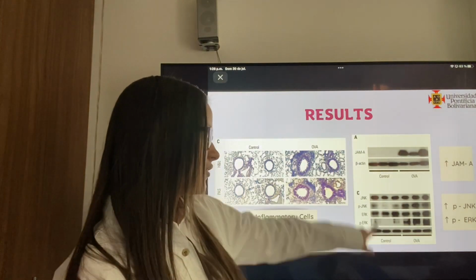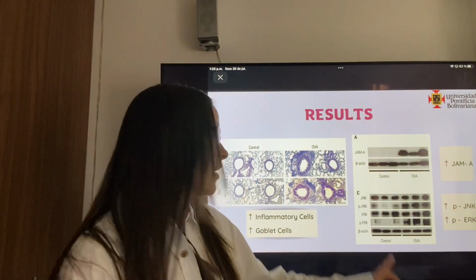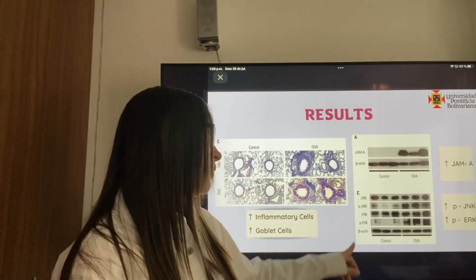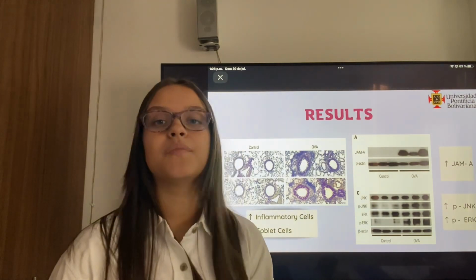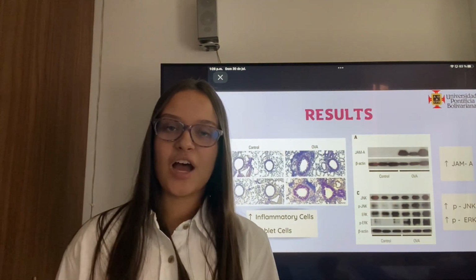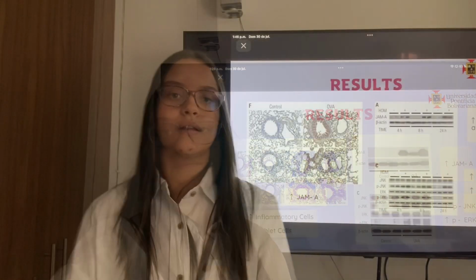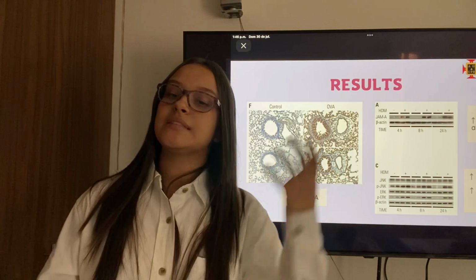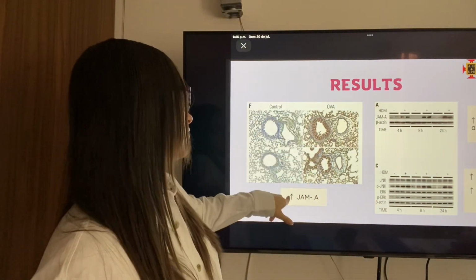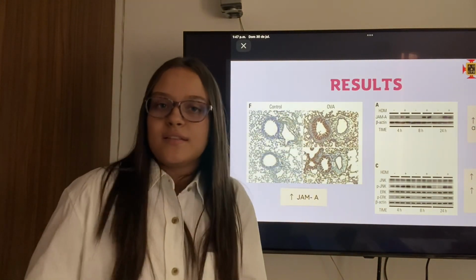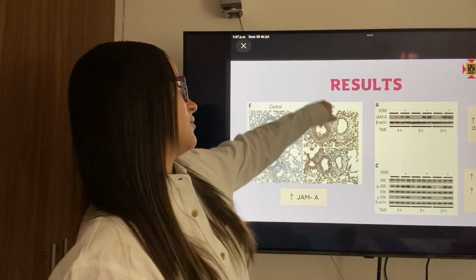And for 4B, we can see that BJNQ and BRQ have a protein level higher in OVA than the control mice. Now for F, there is a significant increase of gene A in the lung tissues of mice that were in contact with OVA.